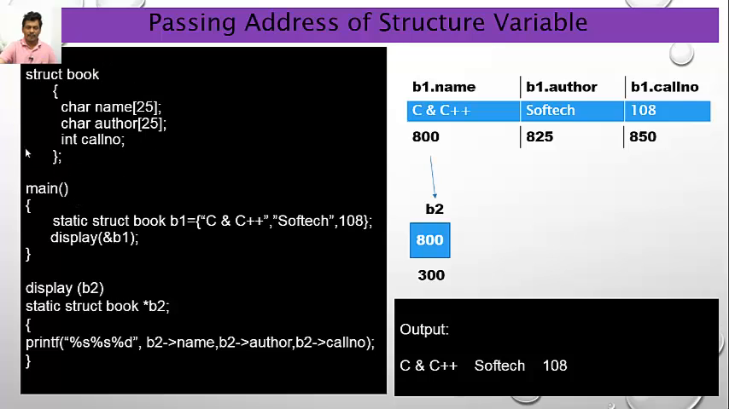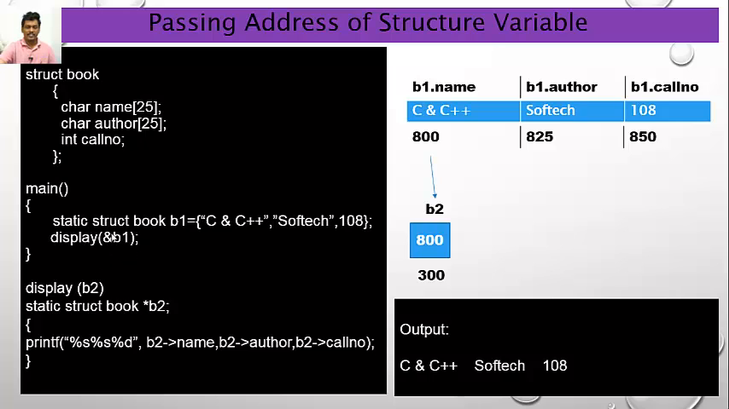So we define the structure before the main function. If we want to pass the entire structure or the address of a structure, we define it as a global definition. So struct book: name, author, call number. This is the definition. So main, static struct book B1 equal, that is initialization and declaration. B1 is a structure variable, so it has three locations. The first location holds C and C++ stored in B1 dot name, then Softtech and 108. So display of ampersand B1, the address of B1. The actual argument is the address. Here we pass the address of a structure variable.